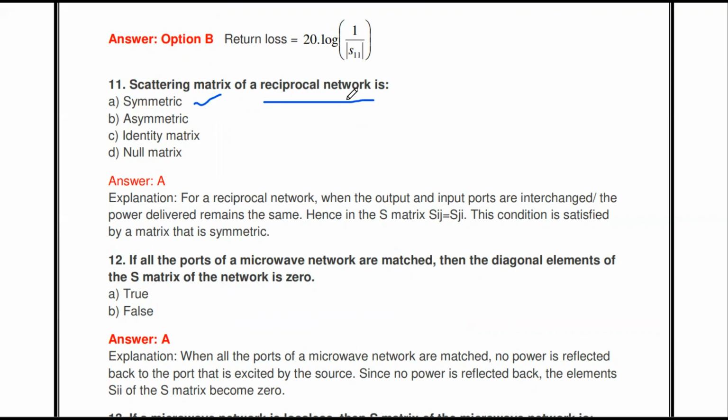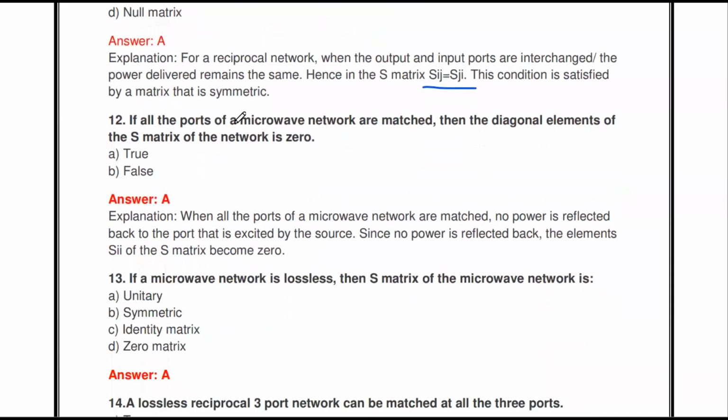Symmetric means, as you already know, for a reciprocal network Sij equals Sji. That is, if it is a 2 by 2 matrix, S12 and S21 are both equal. So for a reciprocal network, the scattering matrix is symmetric. Then the next one: if all ports of a microwave network are matched, then the diagonal elements of the S matrix of the network are 0.